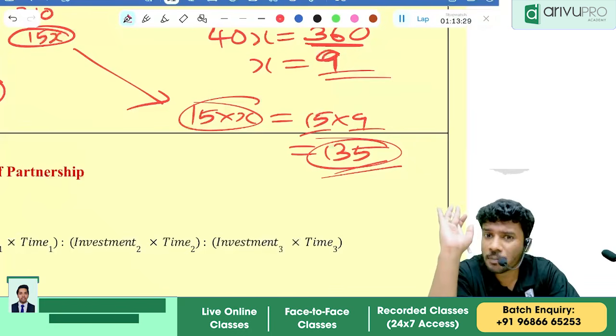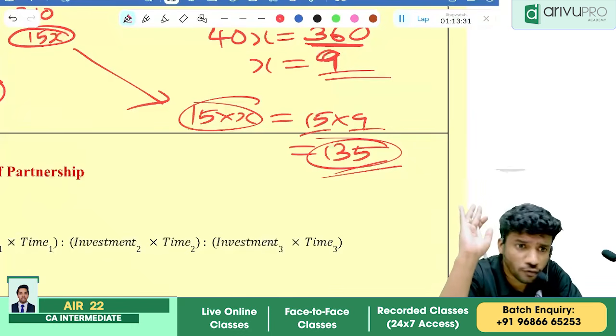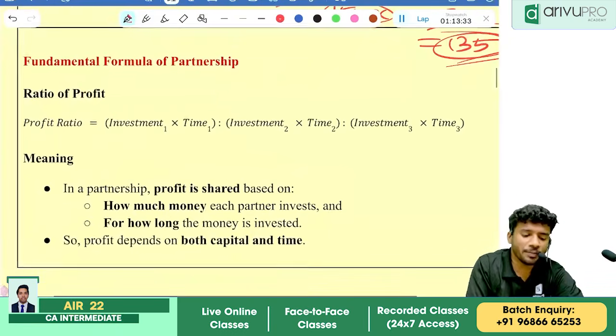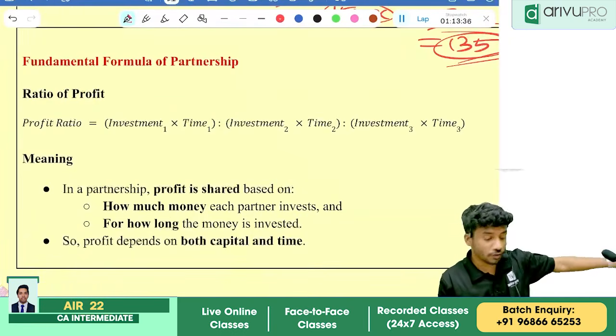Is this clear? Is it clear? Can I go for the next one? Next one is based on formulas. Can you close the door also?